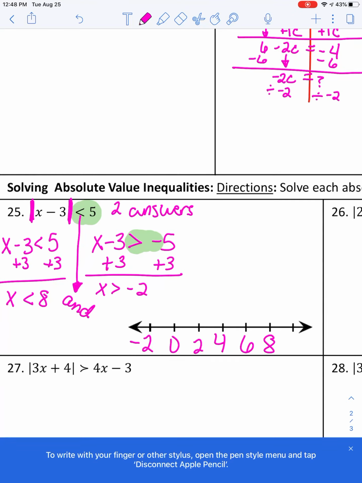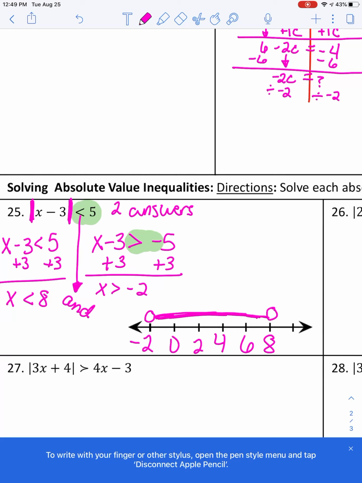These are open circles because they're not equal to. A lot of rules from Algebra 1, right? Open circles because they're not equal to. And it's anything in between those two. So it's going to be anything bigger than negative 2 and smaller than positive 8. So everything in here that I'm highlighting is an answer.